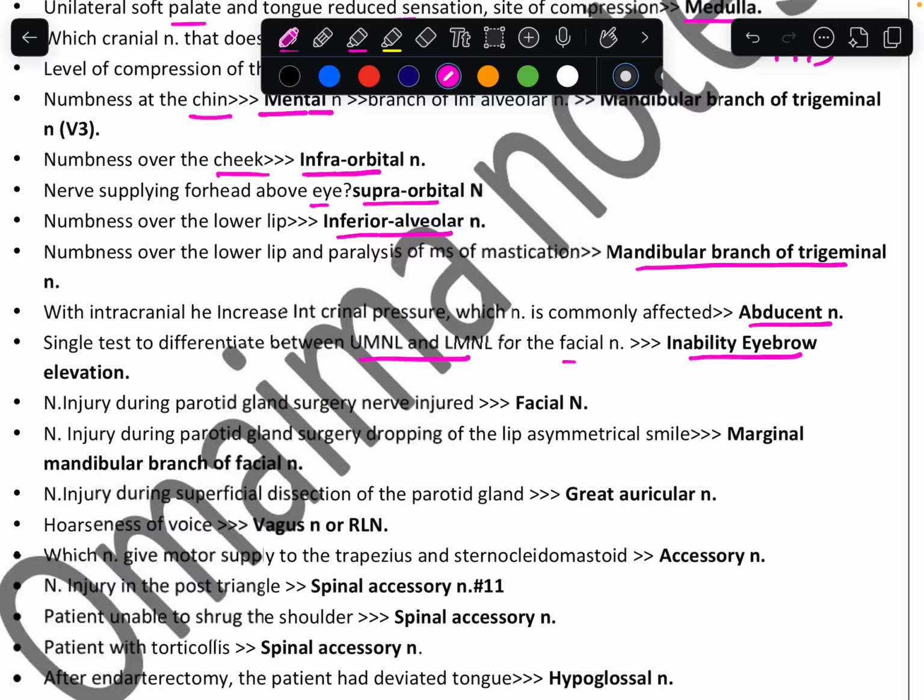Nerve injury during parotid surgery. Whenever you are doing parotid surgery, the nerve at risk is the facial nerve. But the most commonly injured nerve during parotid surgery is actually the greater auricular, as it is a superficial nerve. Nerve injury during superficial dissection is greater auricular. During deep parotid surgery, it is facial. Nerve injury during parotid gland surgery with drooping lip and asymmetry: marginal mandibular branch of the facial nerve.